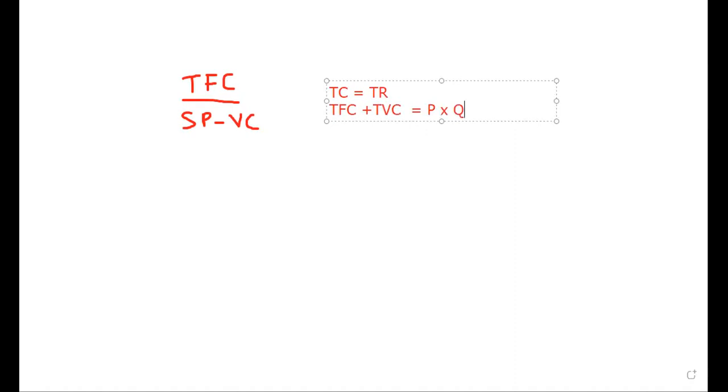We can simplify further. Total fixed cost plus total variable cost, which we can write as unit variable cost VC into quantity, Q, is equal again to price into quantity. Now we can isolate the total fixed cost, because variable cost into Q is there, and price into quantity is here.